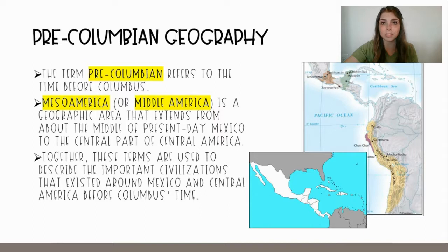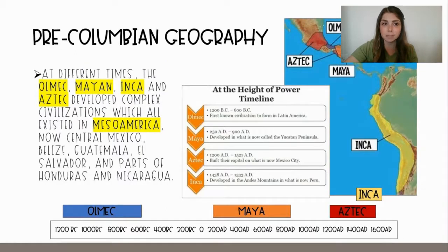You can see on the two maps there, highlighted in white on the bottom, the area of Mexico and Central America, as well as a closer picture of the countries in Central America. At different times, the Olmec, Mayan, Inca, and Aztec all developed complex civilizations which existed in this area of Mesoamerica, which is now central Mexico, Belize, Guatemala, El Salvador, and parts of Honduras and Nicaragua. You can see in the map there, labeled, where all of the ancient civilizations of our pre-Columbian existed, as well as a timeline of when these cultures existed at their height of power.